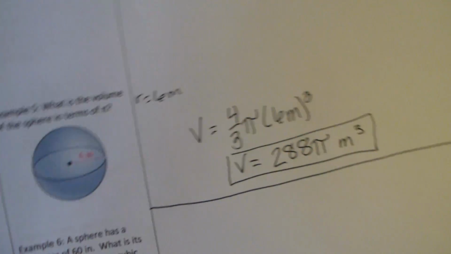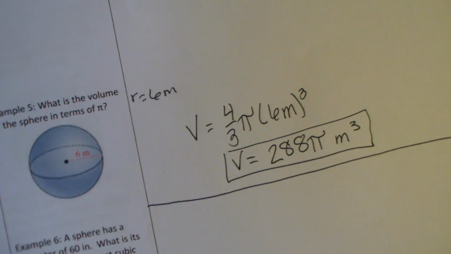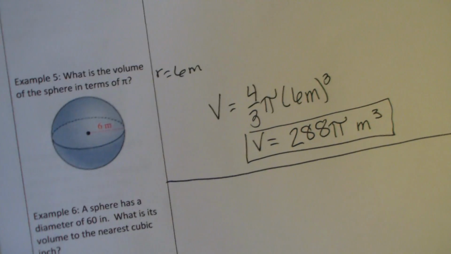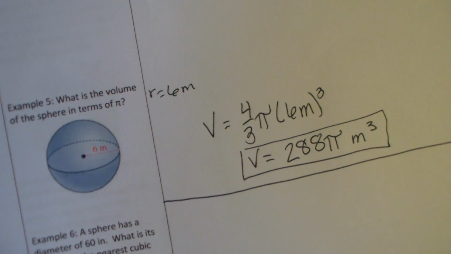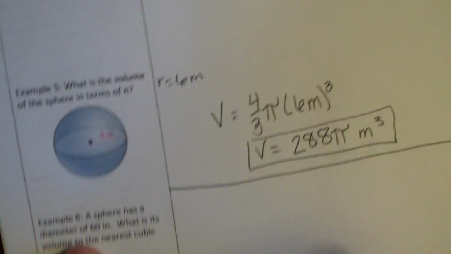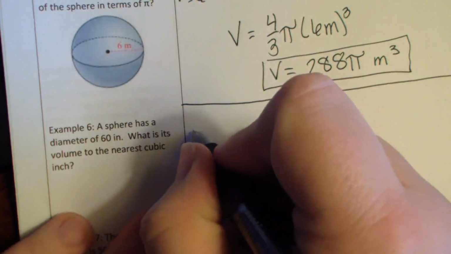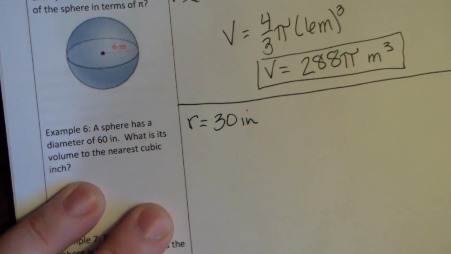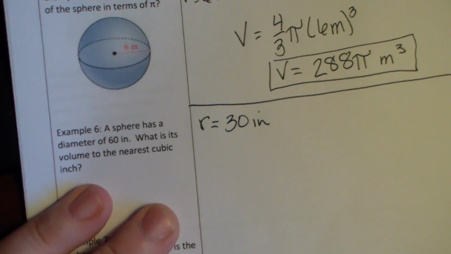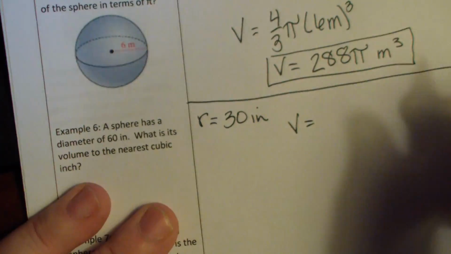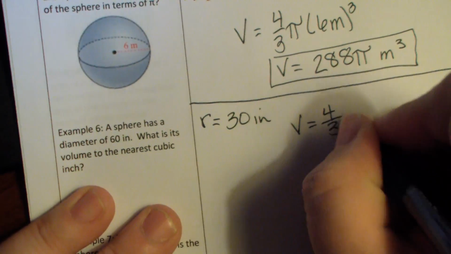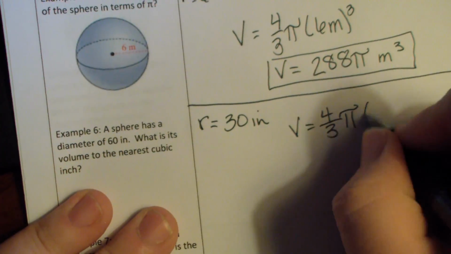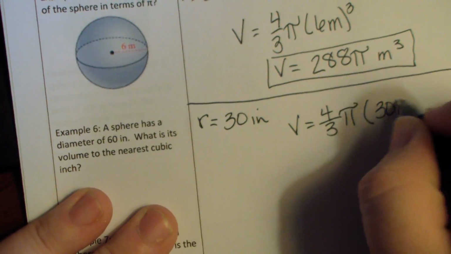Example 6. A sphere has a diameter of 60 inches. What is its volume to the nearest cubic inch? All right, so if its diameter is 60 inches, that means its radius is half of that, which is 30. And we're going to plug that into our formula. V is 4/3 pi r cubed, so 30 inches cubed.